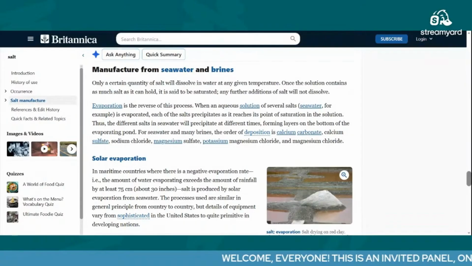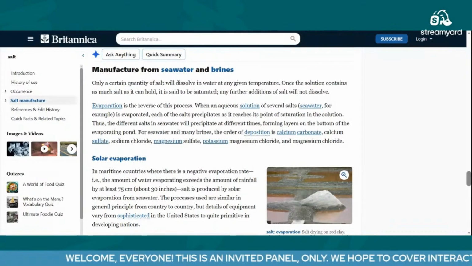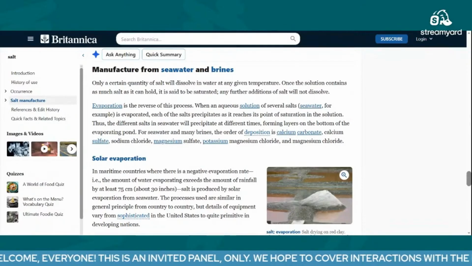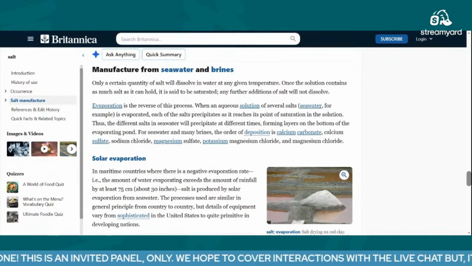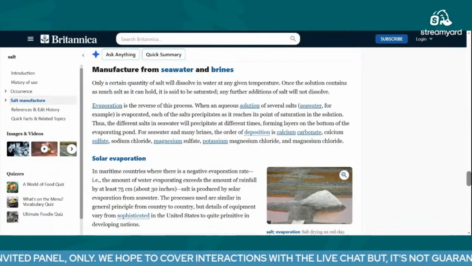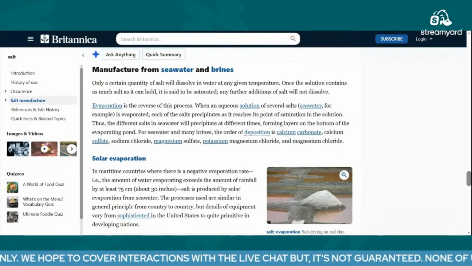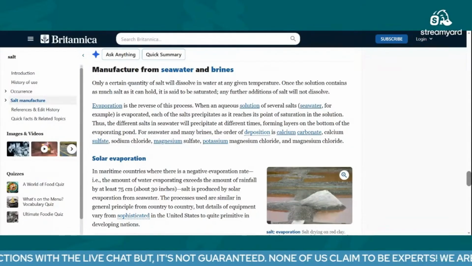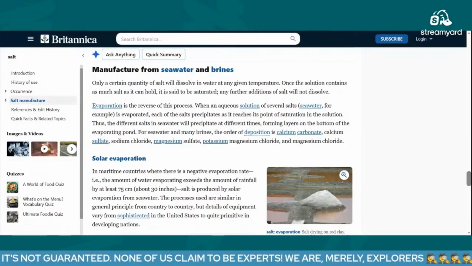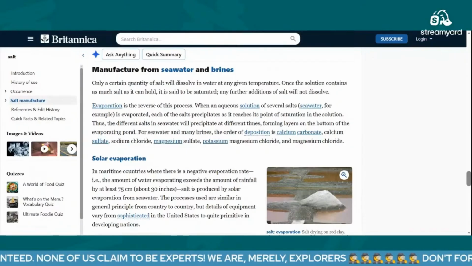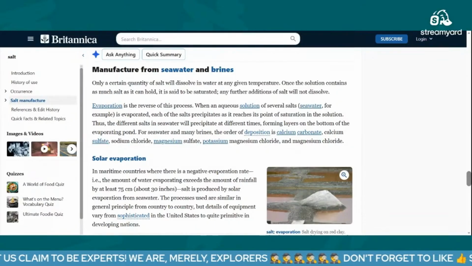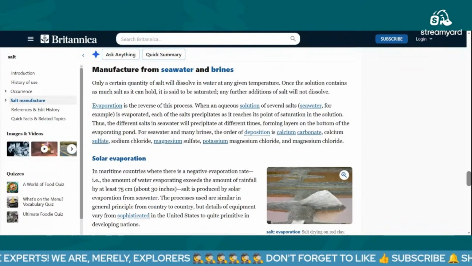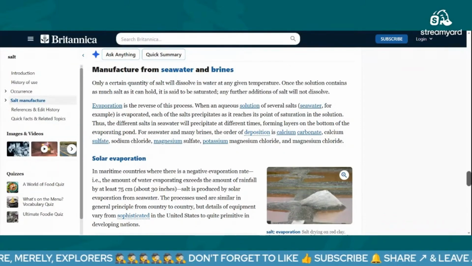Thus, the different salts in seawater will precipitate at different times, forming layers on the bottom of the evaporating pond. For seawater and many brines, the order of deposition is calcium carbonate, calcium sulfate, sodium chloride, magnesium sulfate, potassium magnesium chloride, and magnesium chloride.